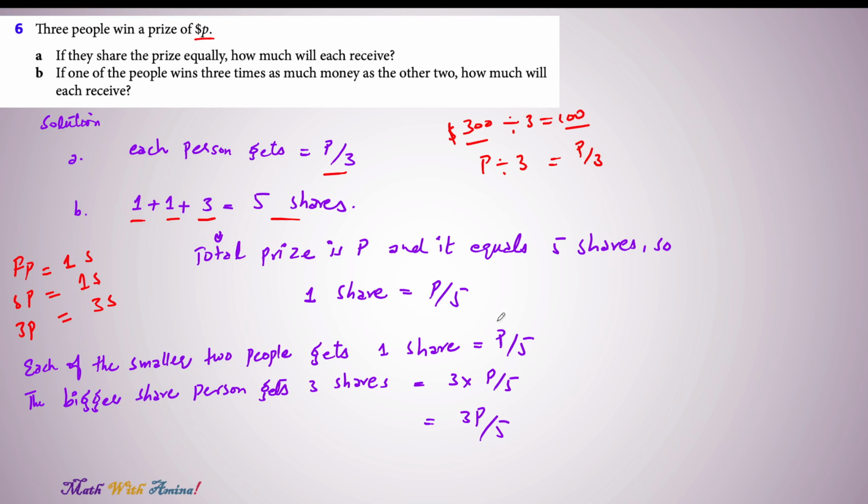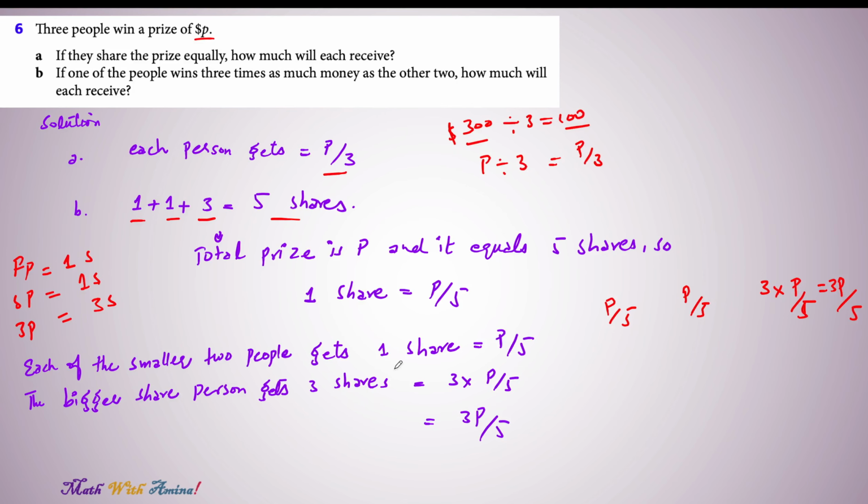For the first person, it would be P divided by 5. For the second person as well, it would be P divided by 5. And for the third person, it gets 3 multiplied by P divided by 5. So it would be 3P over 5. As you can see here, 3 multiplied by P over 5, so it would be 3P over 5.